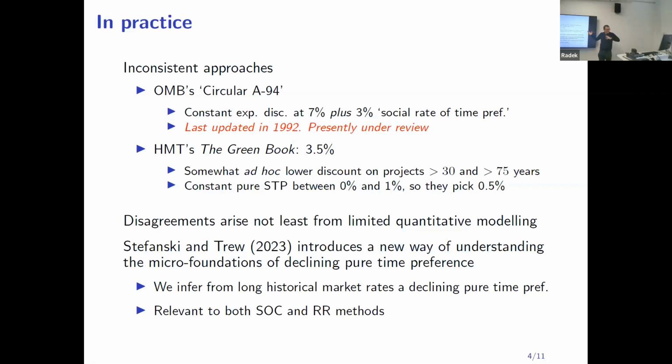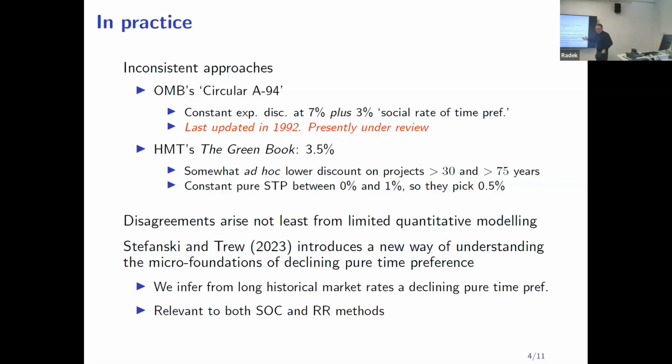The Green Book is slightly better. It's certainly written by a very smart chap, and they really explain what they're doing and why they're doing it. But at the end of the day, it is literally an individual making that decision without any oversight whatsoever, which is just astonishing. Anyway, they recommend a social discount rate of 3.5%. But they also introduce a somewhat ad hoc lower discount rate on projects that last 30 or 75 years or longer.